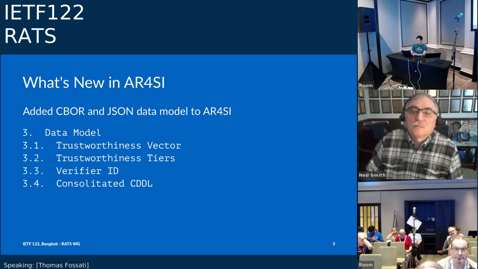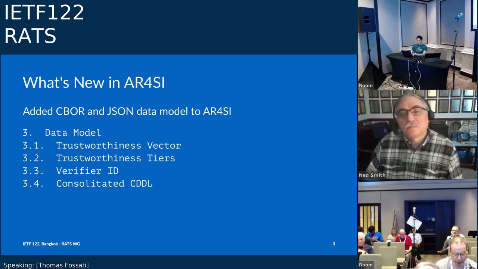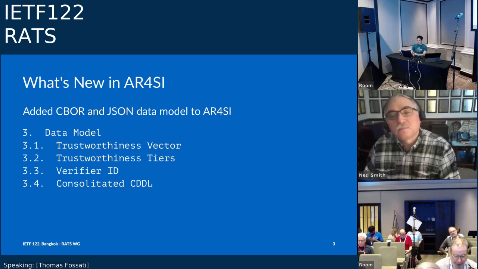Okay, so what's new? We stopped development of R4C for a while, as we were trying to get some implementation experience. What has been done in this new iteration of the draft is that we added a CBOR and JSON data model inside R4C. So we have a bit of data model there regarding the core components. We have a new section 3 with 4 subsections: one for the trustworthiness vector, one for the trustworthiness tiers, one for the verifier ID, and then we have the whole of CDDL that basically creates JSON and CBOR serializations out of it. This allows us to share the core R4C types with actual attestation result formats.